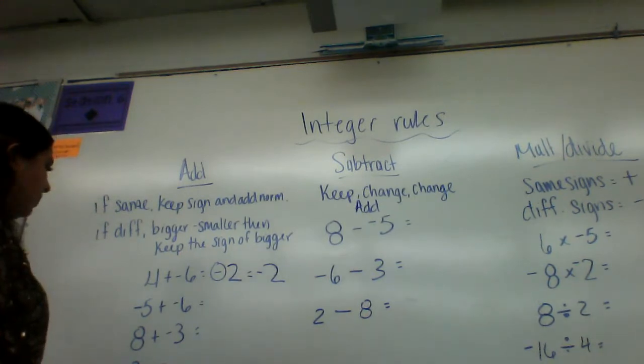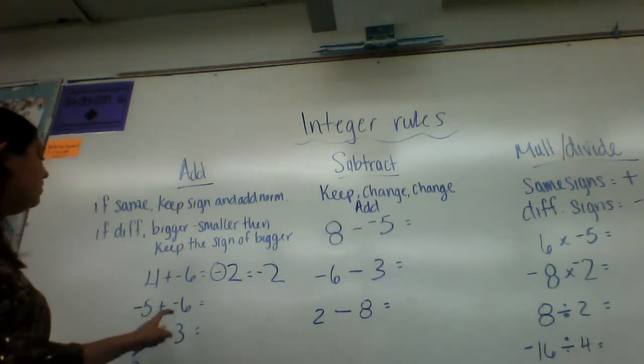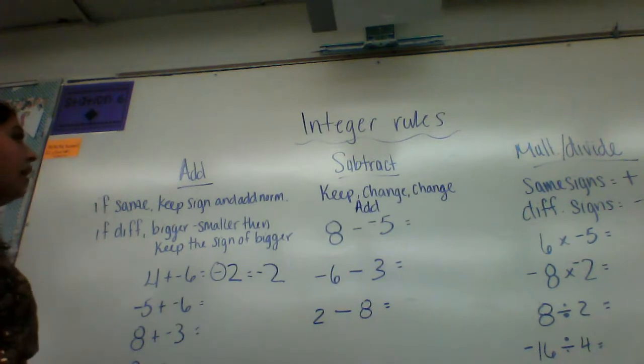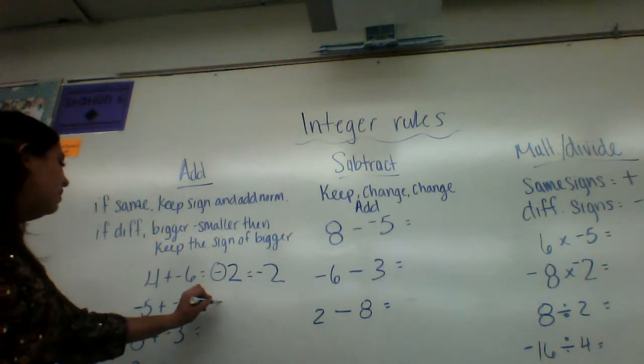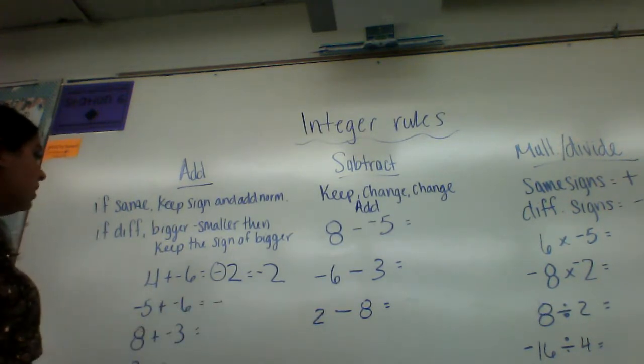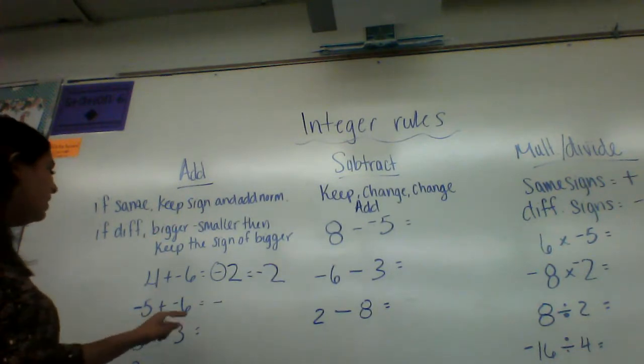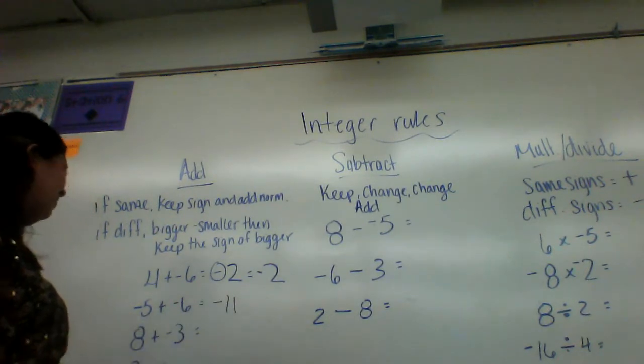Let's try that again. I have two numbers here, negative 5 and negative 6. Those are the same sign. So I'm going to keep the sign, which is negative. And then I'm just going to add the numbers like normal. So it's 5 plus 6, and that is 11.